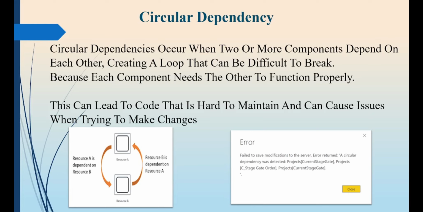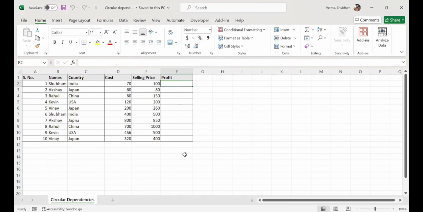So let's go to the Excel sheet. Here we have created a small table in Excel, where I have taken serial number, names, country, cost, selling price and profit. But the profit column is not calculated. To calculate this profit, we need to subtract the cost column from the selling price column.